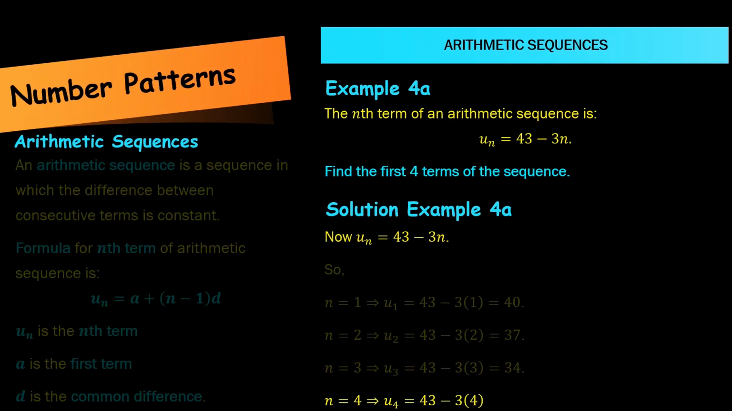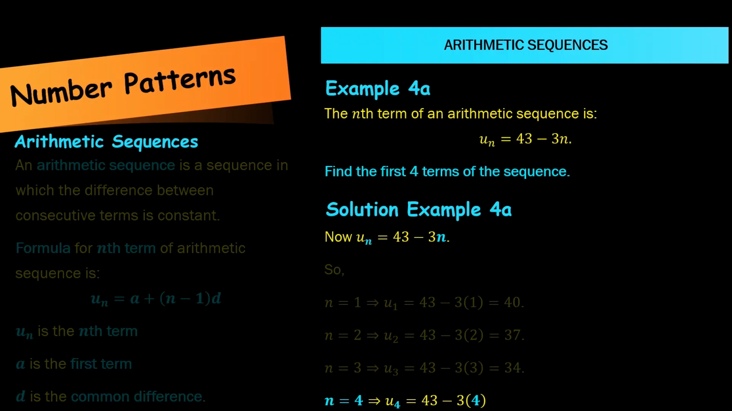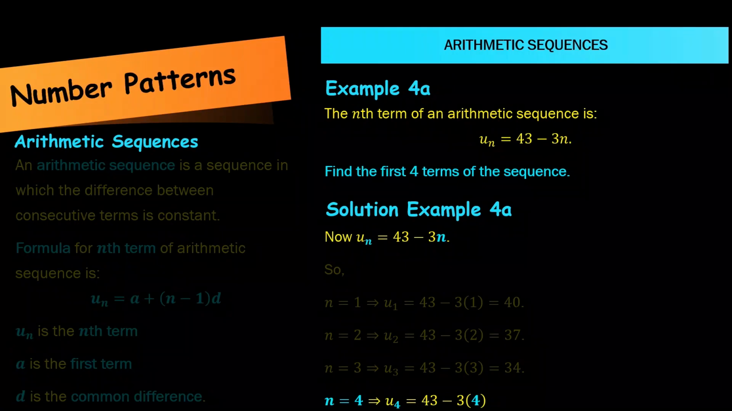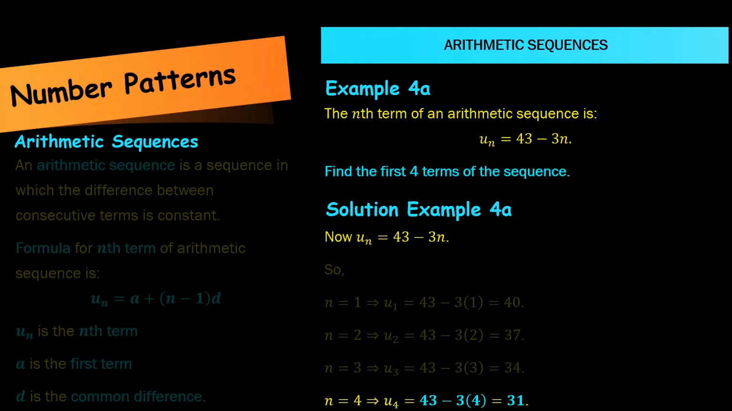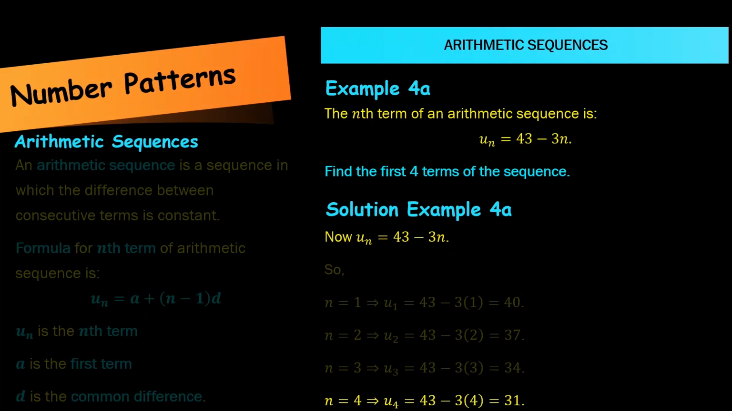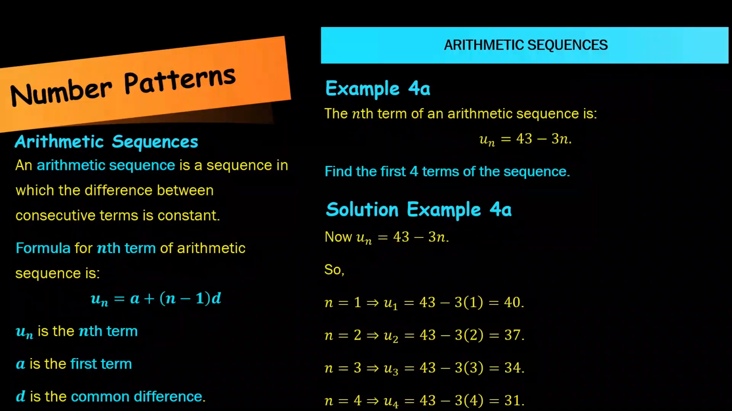And finally, for the fourth term, when n equals 4, we have u subscript 4 equals 43 minus 3 times 4, which is equal to 31. So the first 4 terms of this sequence are 40, 37, 34, and 31.